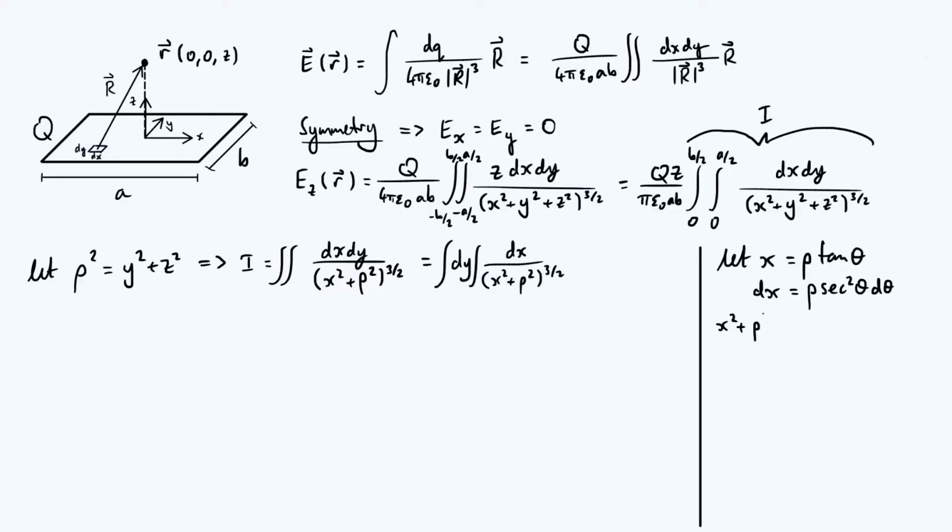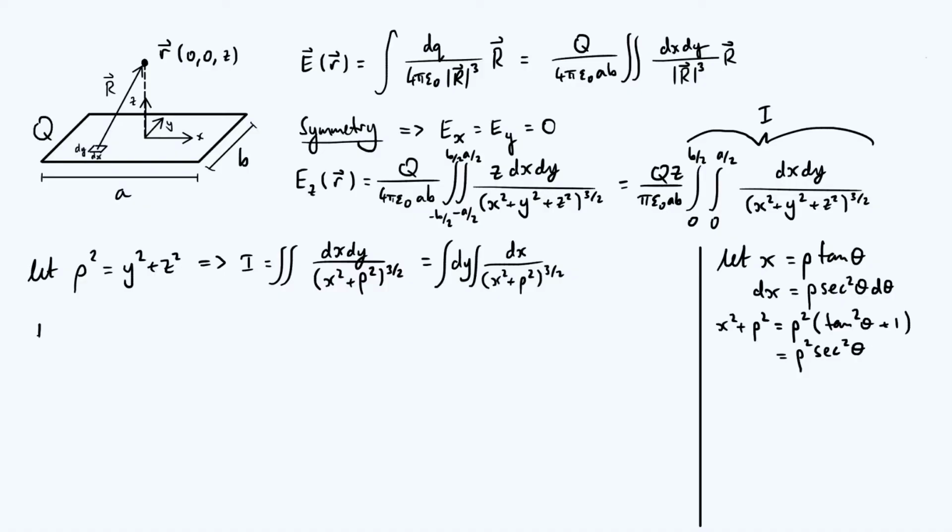X squared plus rho squared is going to be, you can factor out a rho squared, right? Because x itself is proportional to rho. So you get rho squared times tan squared theta plus 1. And 1 plus tan squared is sec squared of theta. That's the standard trig identity. And so it's rho squared times sec squared of theta.